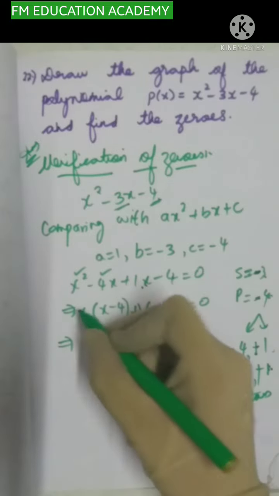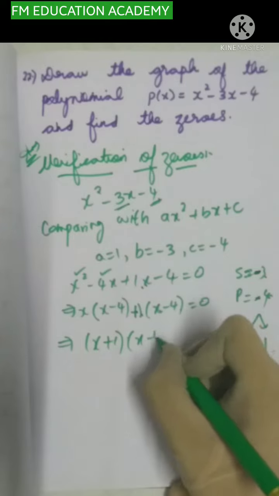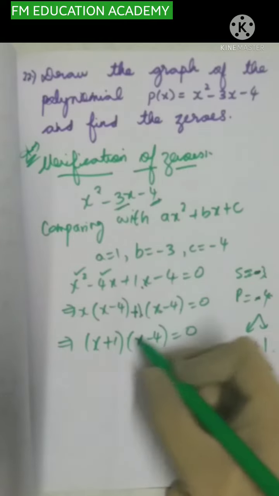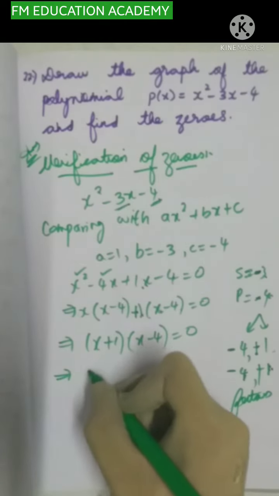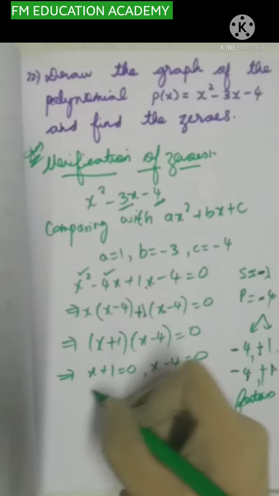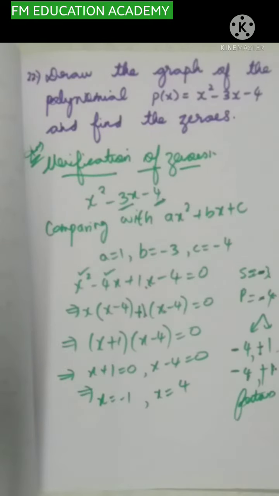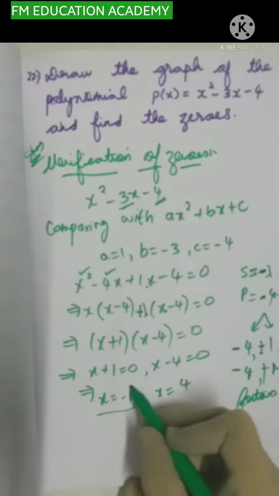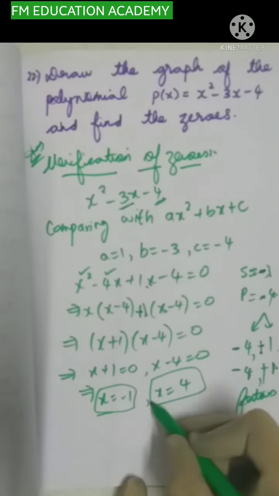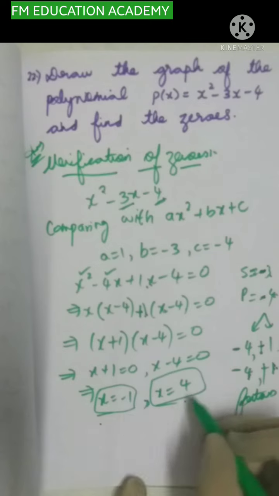So now x plus 1 you should write in one bracket and x minus 4 you should take common in another bracket. Okay, so we get x plus 1 into x minus 4 is 0, or x plus 1 is equals to 0 and x minus 4 is also equal to 0. So we get x is equals to minus 1 and x is equals to 4. So we get the zeros as minus 1 and plus 4.